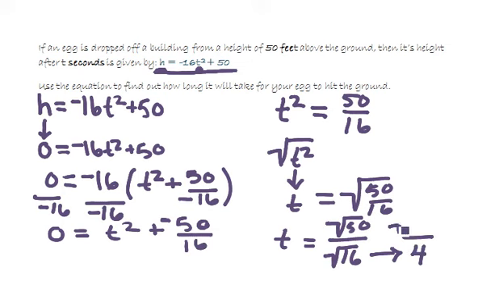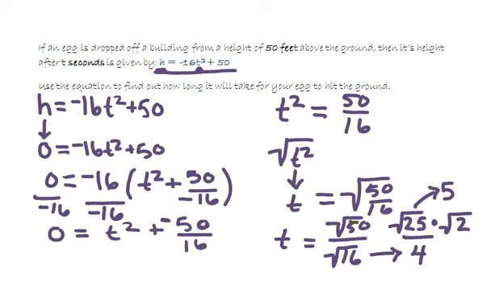Now the square root of 50 can be written as the square root of 25 times the square root of 2. Now one of these two you should recognize is an easily solvable square root. The square root of 25 is 5.